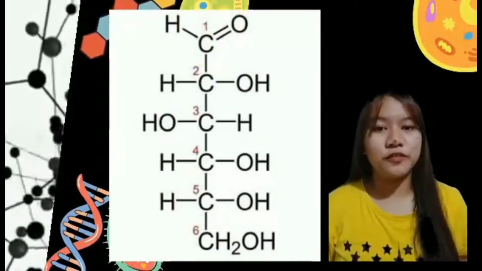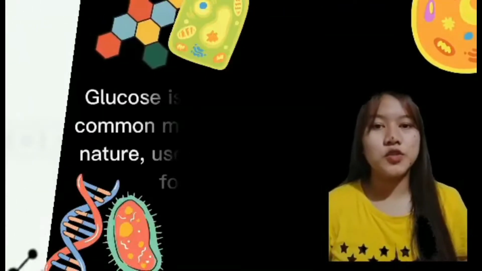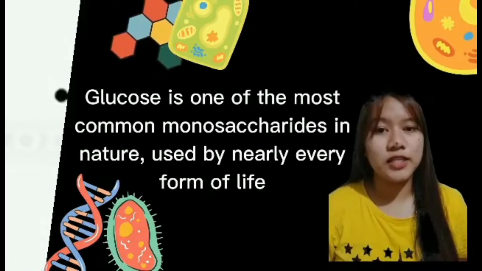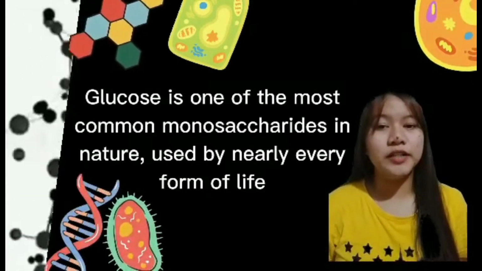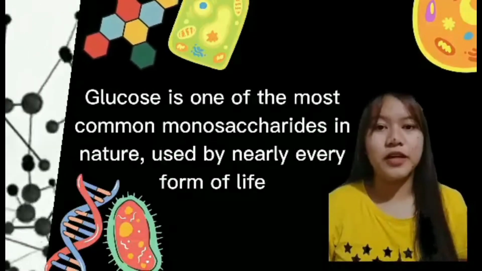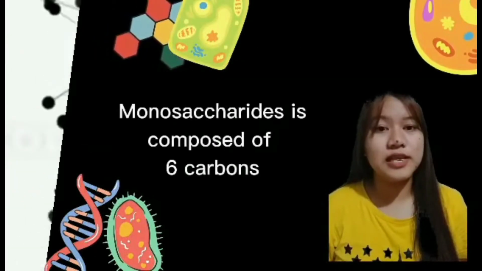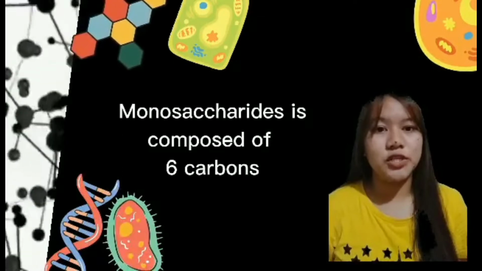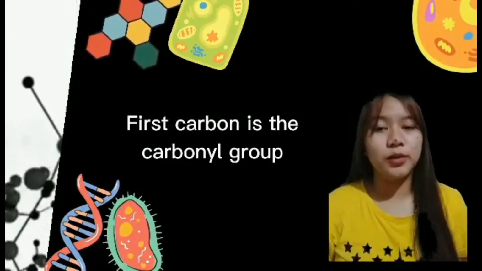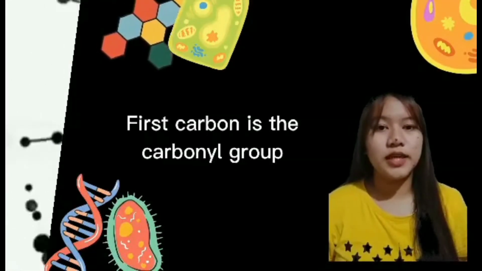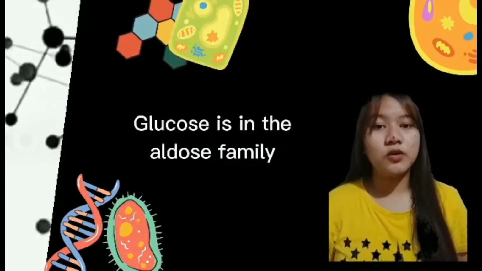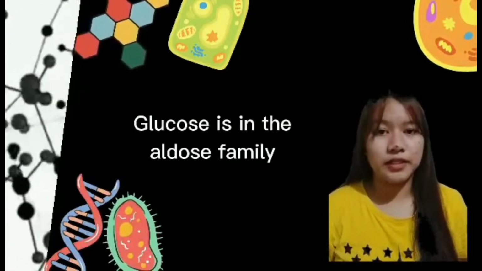This is a picture of glucose. Glucose is one of the most common monosaccharides in nature, used by nearly every form of life. This simple monosaccharide is composed of 6 carbons, each labeled in the image. The first carbon is the carbonyl group. Because it is at the end of the molecule, glucose is in the aldose family.